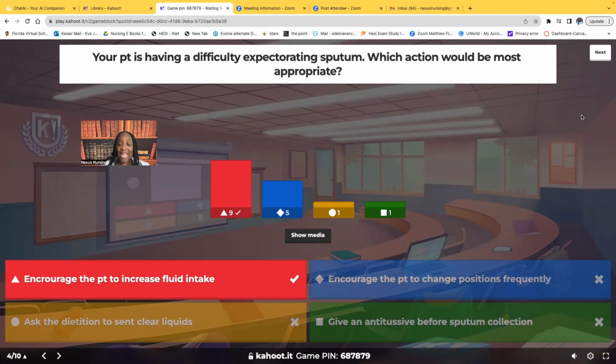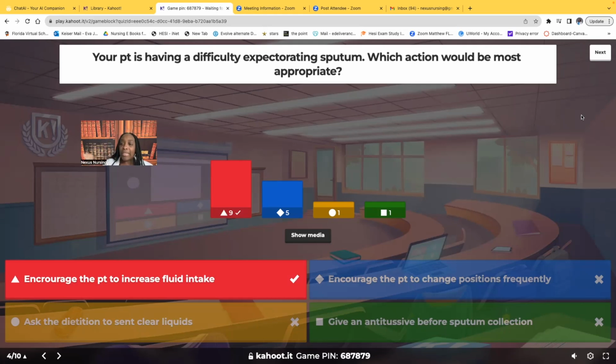And last, give an antitussive before sputum collection. Guys, the antitussive, that actually makes you not cough. What's the word for anti-cough? I'm trying to think of the medical term. Guys on the live, I can't think of the word. What is it for the antitussive? It's going to come to me.